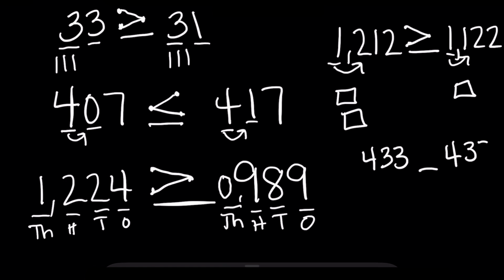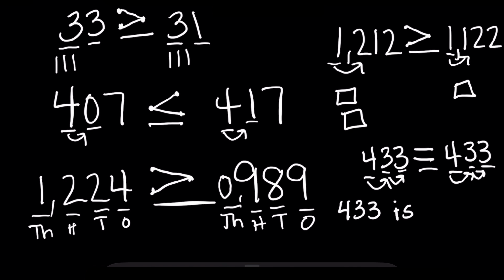All right, now what if I have 433 and 433? Well, the 400s are equal. The 30s are equal. And the 3s are equal. And so in this case, I need to know that this symbol means equal to, and that means the same on both sides. And this is how I would write it with words. 433 is equal to 433.